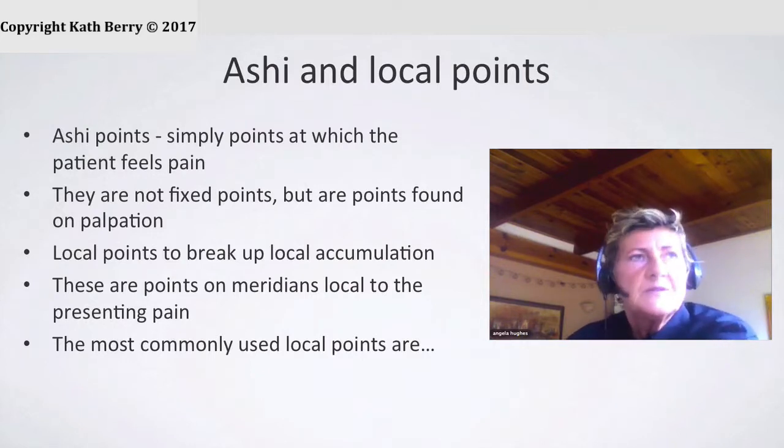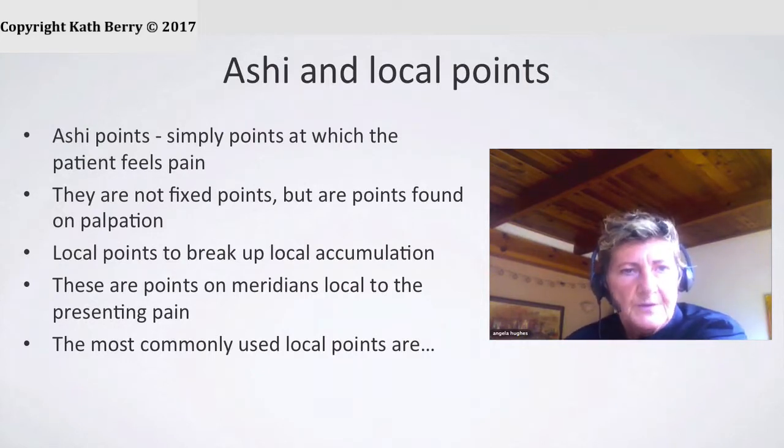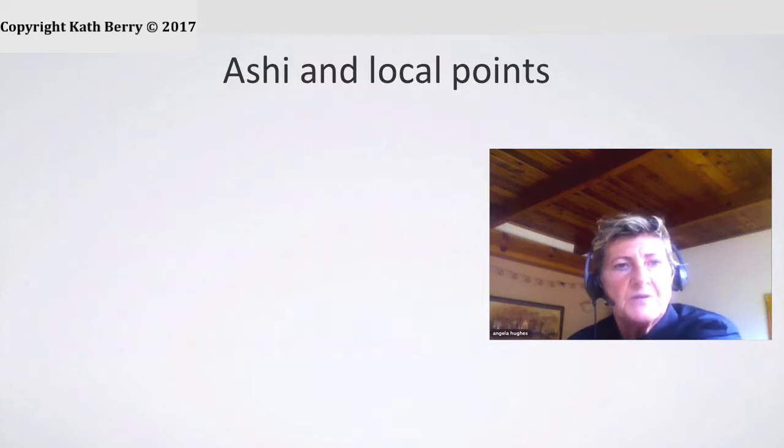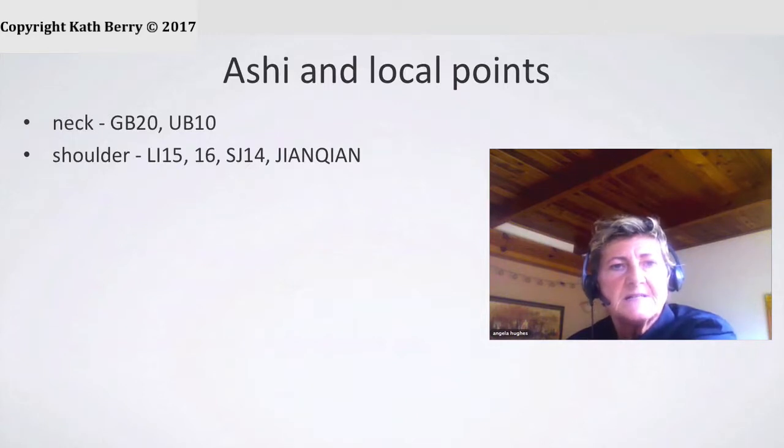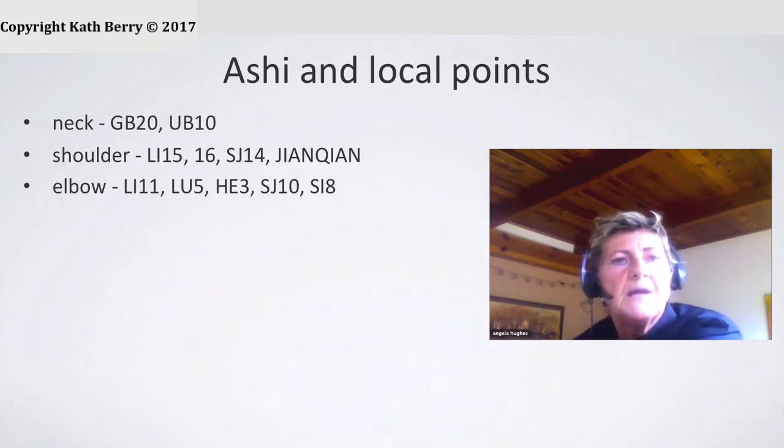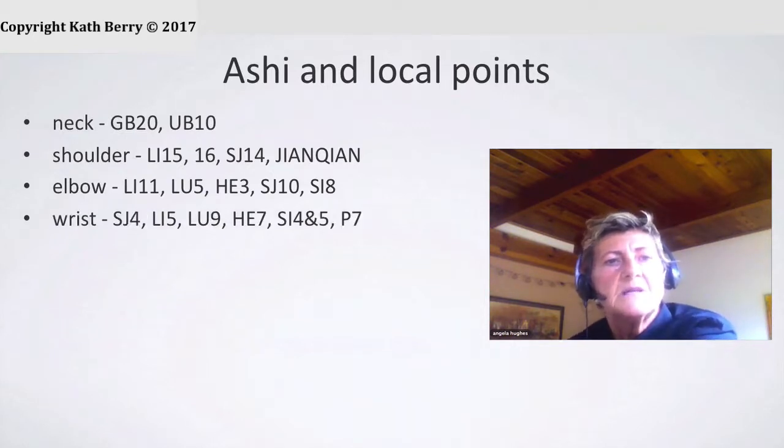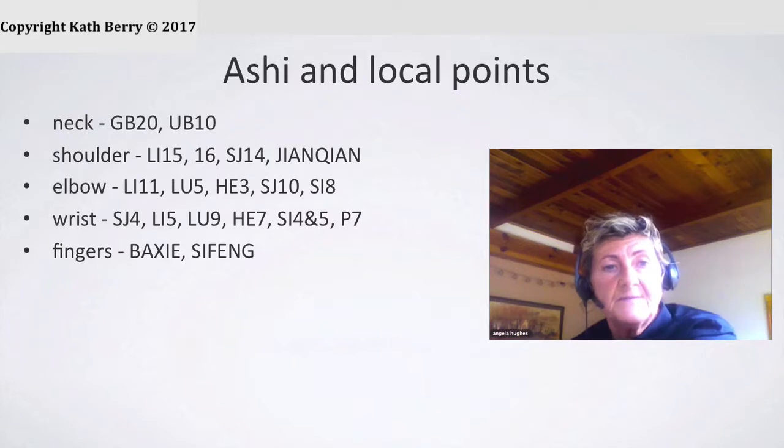So I want to give you a list of the most commonly used local points. For the neck, gallbladder 20, UB10. For the shoulder, LI15, LI16, Sanjiao 14, and Zhenqian or Jianneiling. For the elbow, LI11, lung 5, heart 3, Sanjiao 10, small intestine 8. For the wrist, Sanjiao 4, large intestine 5, lung 9, heart 7, small intestine 4 and 5, and pericardium 7. The fingers, Baxie and Sifeng.